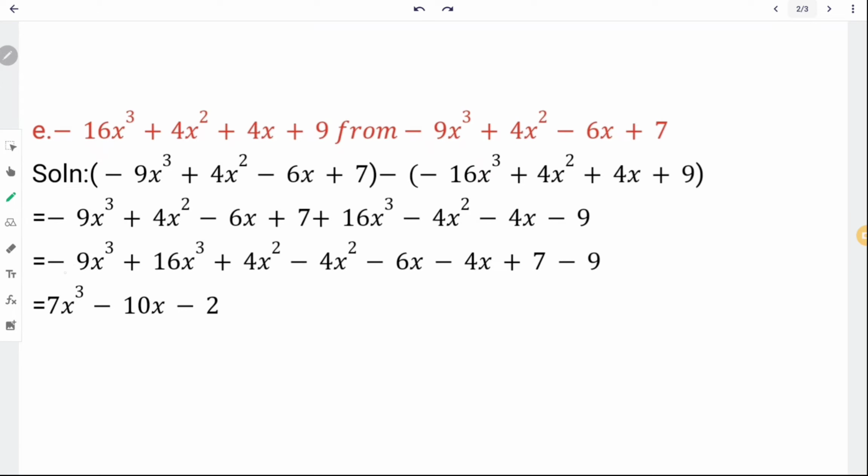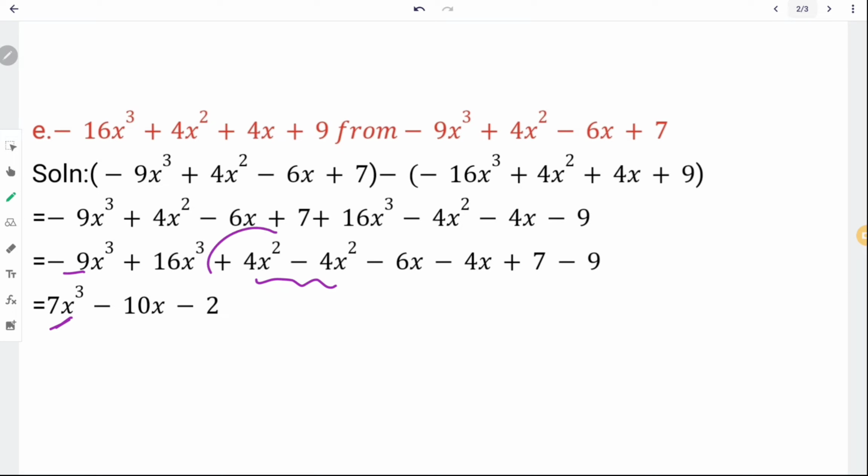Okay, so minus 9, 16, right? But you can see plus is greater than minus, which means our answer will be in plus. Okay, so minus 9 plus 16, I'm going to get what, 7x cubed. Let's go to the next.